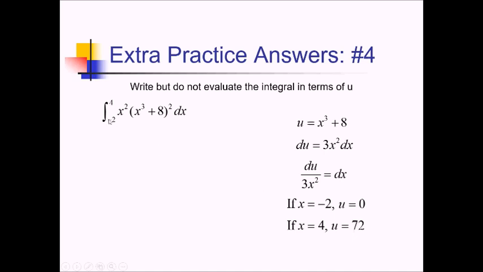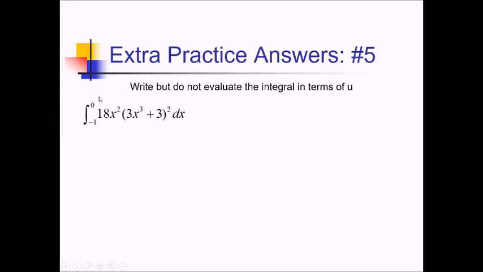All right, substituting back in here, I have the integral from 0 to 72. We have an x squared times a u squared. And instead of dx, I now have du over 3x squared. So just like I predicted, those x squareds are going to cancel out. We just have a 1/3 u squared du integral from 0 to 72. And since they said we didn't have to evaluate this, we can stop right here.